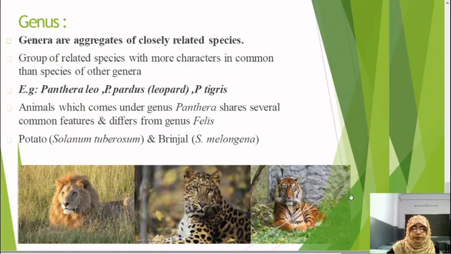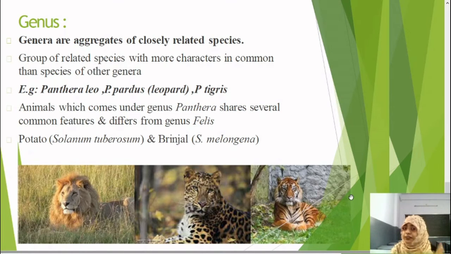Next, coming to genus. So what is genus? Genus is nothing but a group of species which are kept together. Group of species which are kept together are called genus. I'll give you an example: Panthera leo, that is lion, and leopard and tiger.